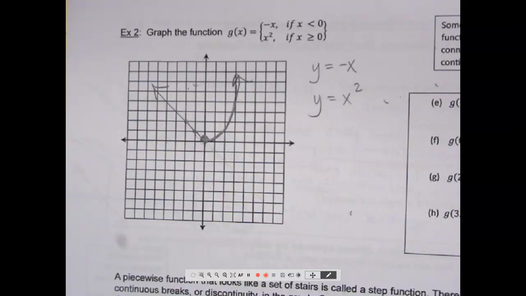So I have a piece of a line and a piece of a parabola. Those are also connected, so that would be a continuous graph. A simple definition of a continuous graph is that I could graph it without picking up my pencil.